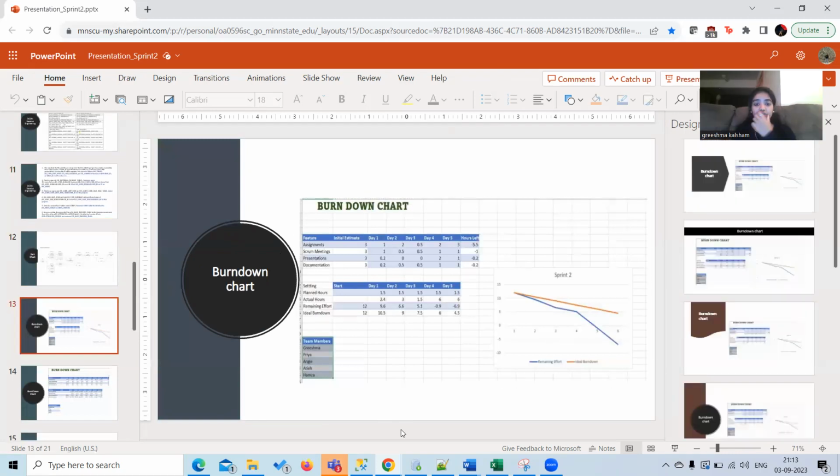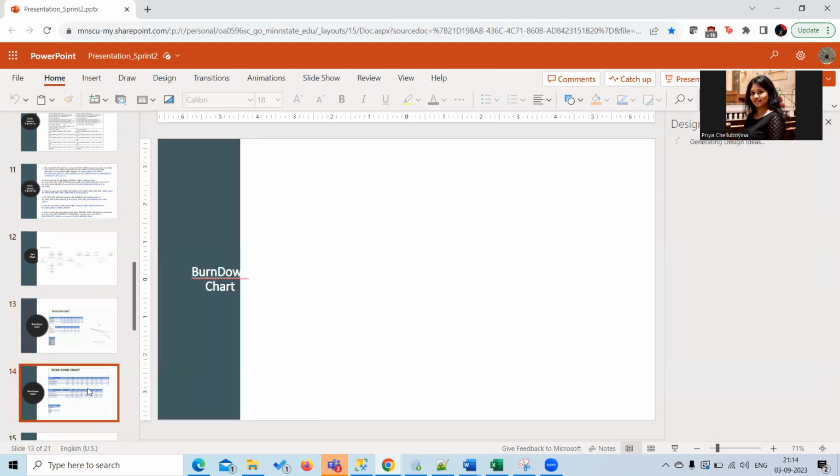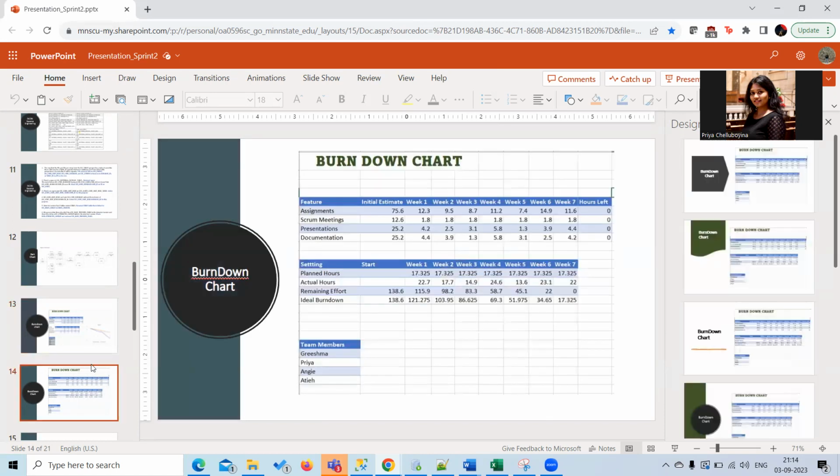Next would be the burn down chart for the sprint. So this is the burn down chart. As usual, the straight line represents the ideal trend, and there is a gap between our actual tasks and planned tasks. As our team members mentioned, there are a couple of issues while dealing with the DGDB and also the ORDB, which are updated in our backlog document.